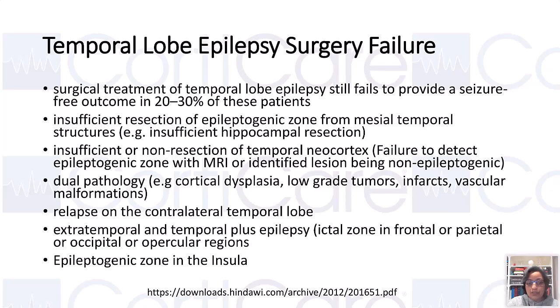And the epileptogenic zone could be in the insula, the fifth lobe. After removing the temporal lobe, maybe not just the neocortex but the mesial components too, a patient still shows seizures. So these are some of the reasons that temporal lobe epilepsy surgery fails, but this is the most successful epilepsy surgery to control seizures.